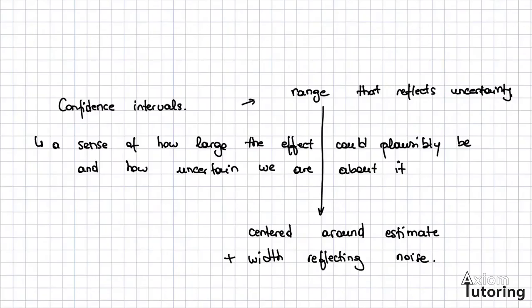Remember, estimates vary from sample to sample because data are random. So if we repeated the same study many times, we would get many different estimates. A confidence interval uses this idea to say, out of all of the times that I repeated that study, most of the time the true parameter would lie in a range like this. So that's the logic behind it.